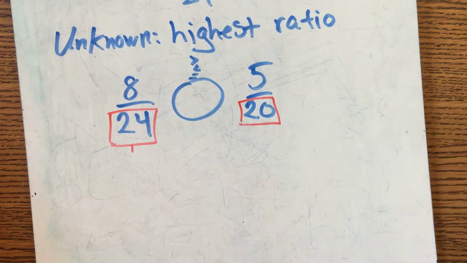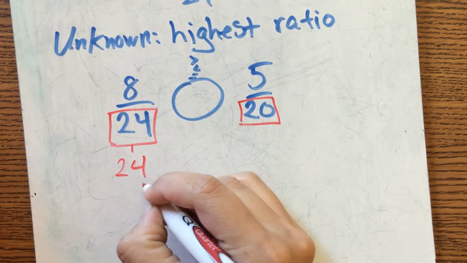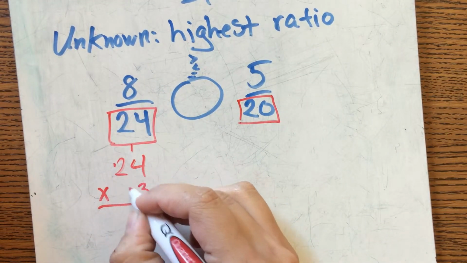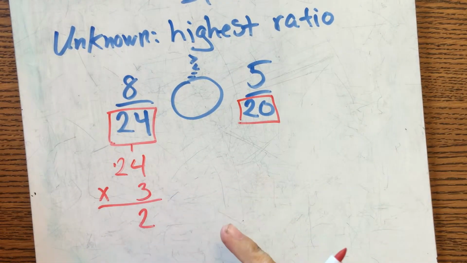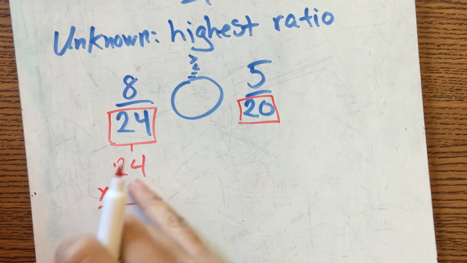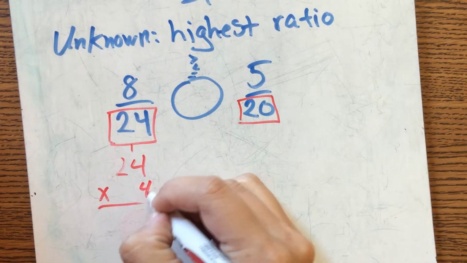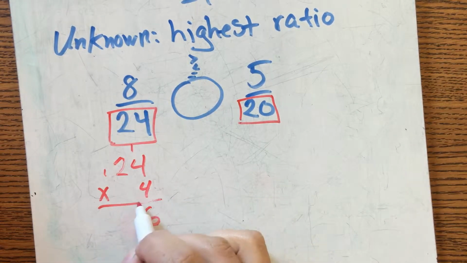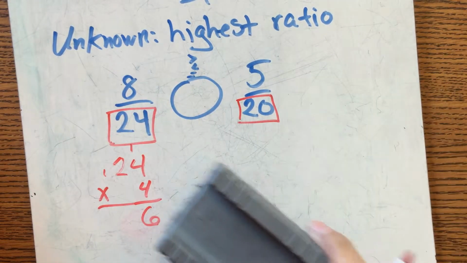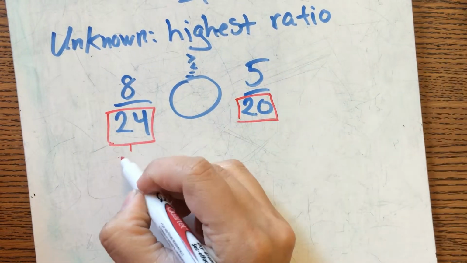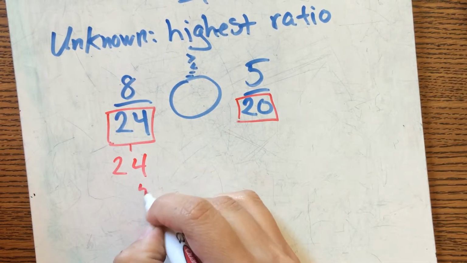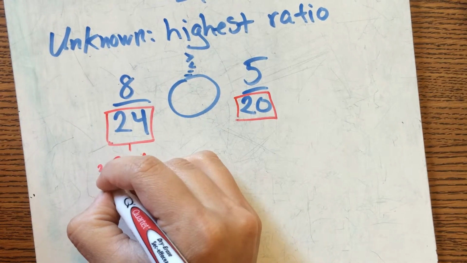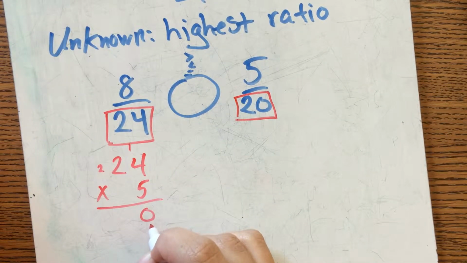Here, let's keep going. Let's do 24 times 3. Well, no, because 3 times 4, I would end up with a 2 in the ones place. That's not going to work. Let's try 24 times 4. 4 times 4 is 16. Nope, I would end up with a 6 in the ones place. That's not going to work. Let's do 24 times 5. 5 times 4 is 20. Oh, I have a 0 in the ones place.